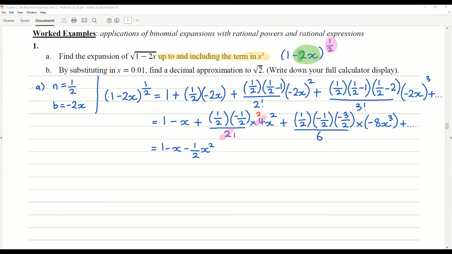Let's have a look if there's any cancellation in the x cubed term. Well, we do. So we've got 6 and negative 8, so there'll be some simplification there. So that's going to be negative. It's going to be negative 4 divided by 2 and 3. Okay, the 3's will cancel here as well.